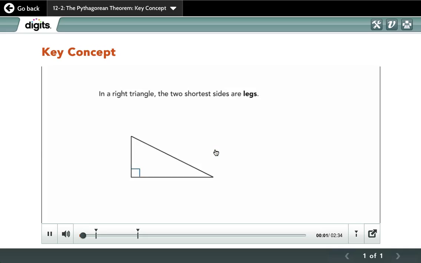In a right triangle, the 2 shortest sides are legs. The longest side, which is opposite the right angle, is the hypotenuse.